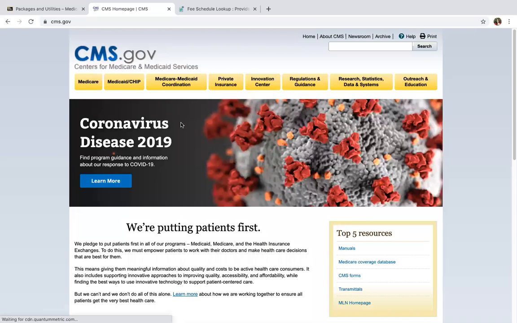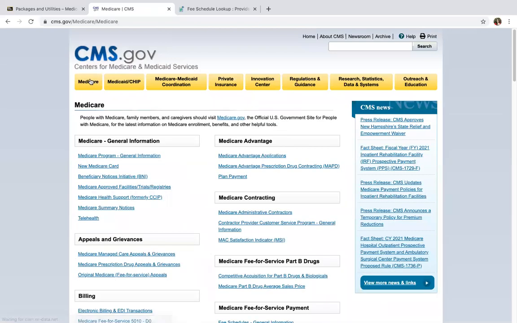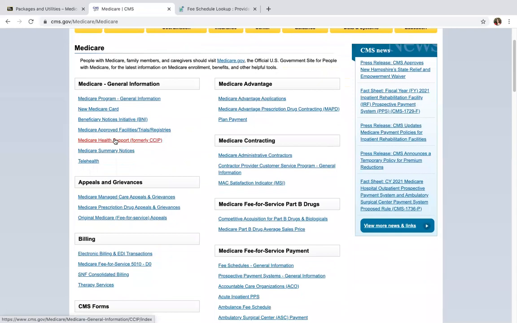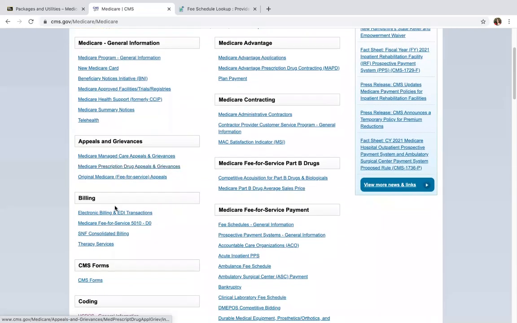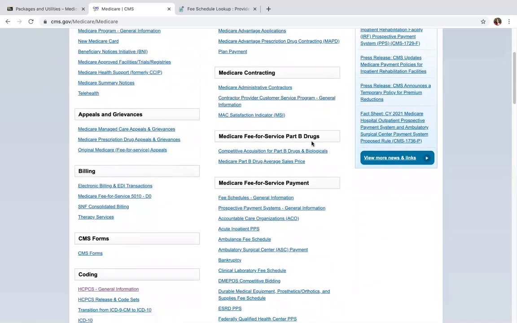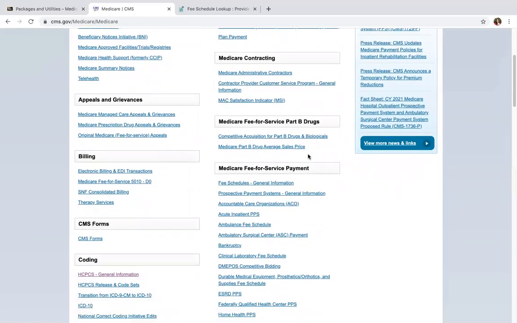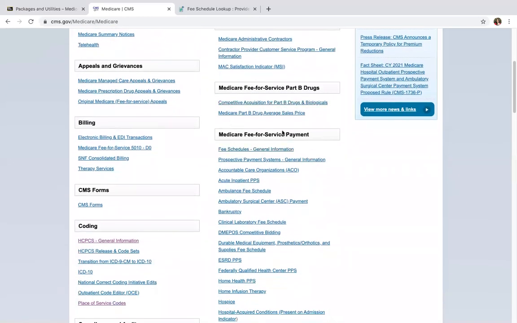You guys are welcome to check that out at any time. If you click here on Medicare, it's going to have all this general information, how to submit for an appeal, what their billing process is, any important CMS forms, Medicare Advantage. These Medicare Advantage plans are for your patients who typically want to have more than just Medicare coverage. It'll have prescription drug coverage as well. And then here's the fee for service for Medicare Part B medications or drugs. And then here you'll see Medicare fee for service payment.